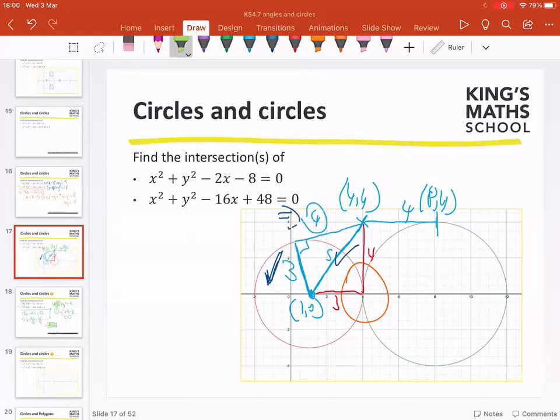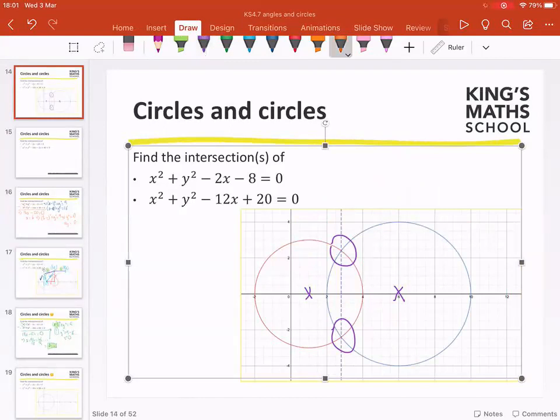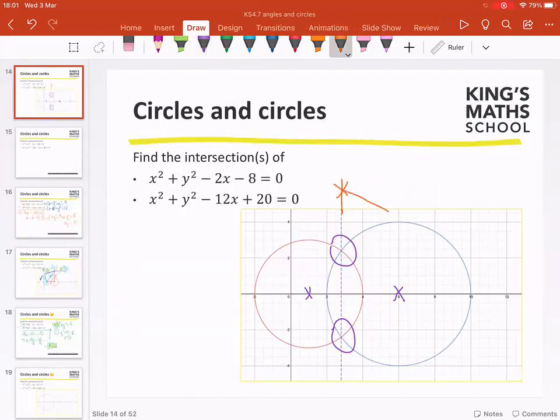So what do we notice? We notice that that length and that length are the same. So the tangents from the same point are the same length. And that is always true wherever you are on this line. So wherever you are, in this case, on the line x equals 4, wherever you are, so if you come all the way up here and join in, draw in the tangents, then those tangents will be the same length.